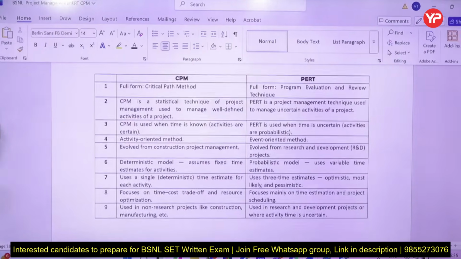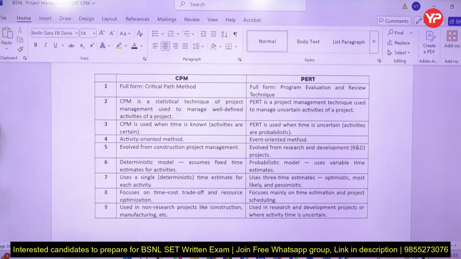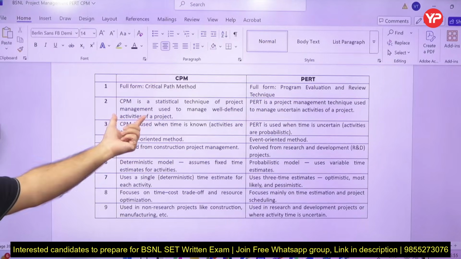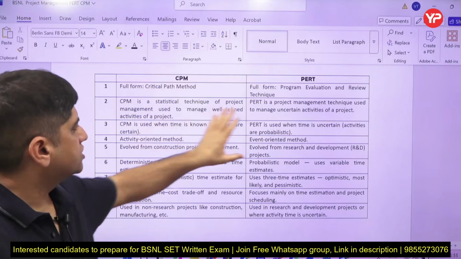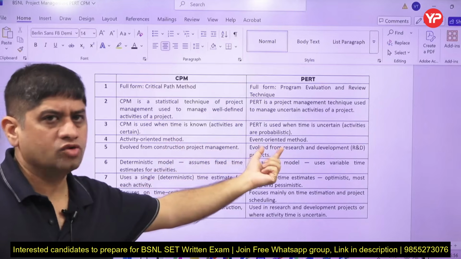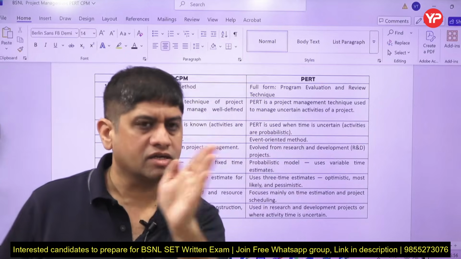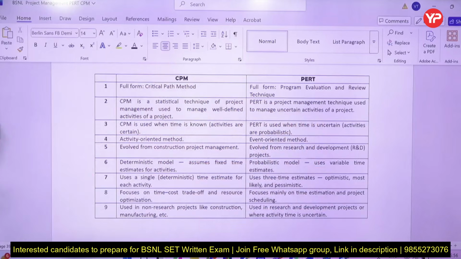Table of difference of PERT and CPM. Critical path method, full form is this. Statistical technique, this is for project management, for well defined activities, deterministic activities. Activities time duration is known, activities time duration is not known, uncertain activities. Probabilistic model, deterministic model. Activity oriented, event oriented. You know what is event? वो राउंड वाला जो है, that is starting point, end point. There are so many event. This is activity oriented, this is event oriented.